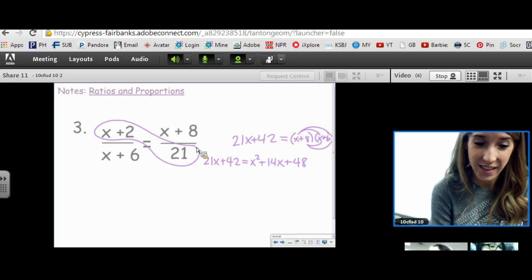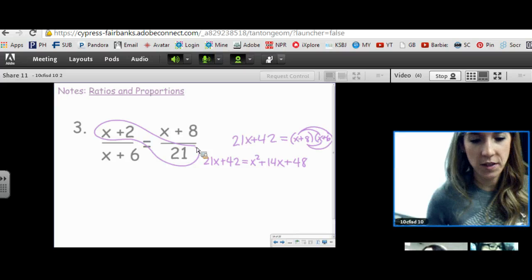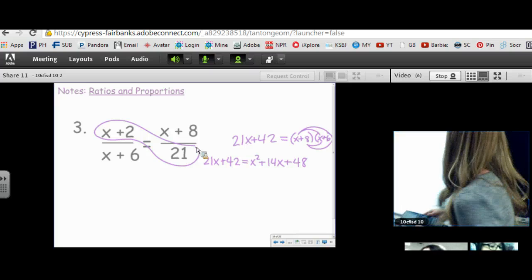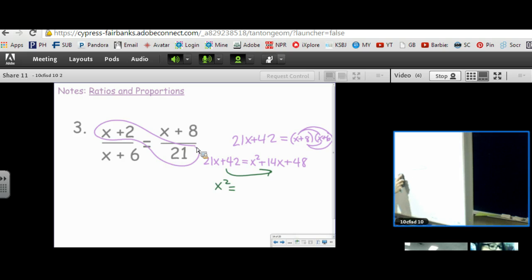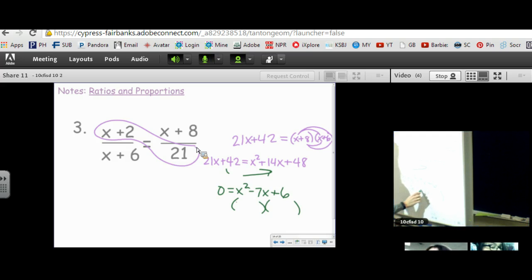The bad news is that we have an x squared, which probably means that we're going to have to factor, right? So if we bring everything over to this side, we've got, oops, not x squared equals, sorry, 0 equals x squared minus 7x plus 6. Oh, that's nice. I need two things that multiply to get 6 and subtract to get 7. So I got x, negative 6, negative 1.